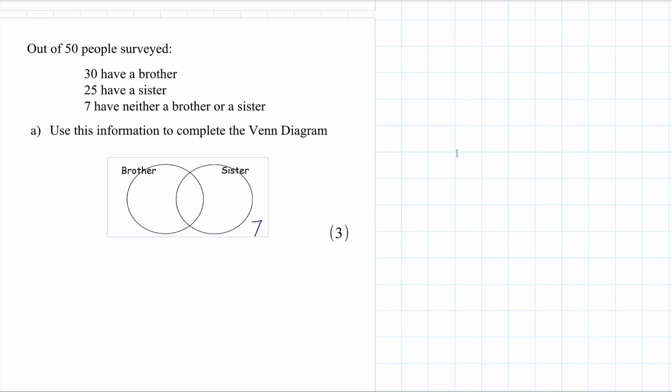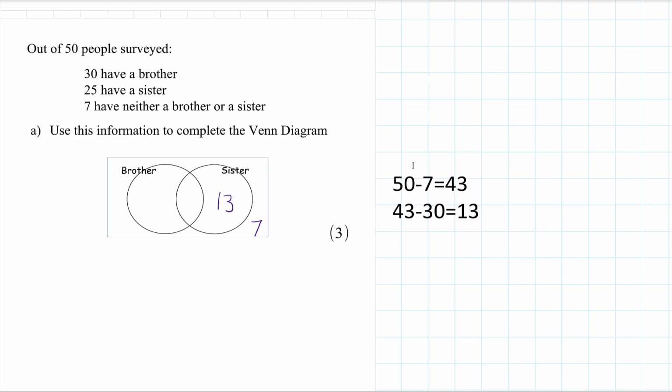Now, if there are 50 people in all, if we take 7 away, that means we have 43 people who either have just a brother or just a sister, or have both a brother and a sister. So if I'm going to take 30 away from 43, the 13 here will represent there are 13 people who have just a sister.